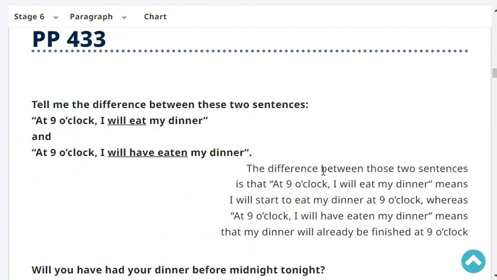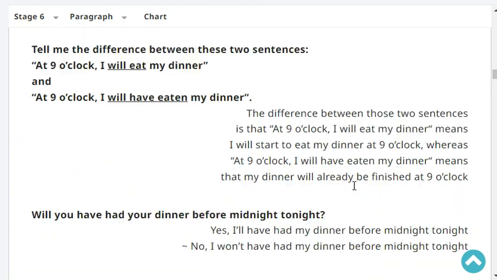The difference between those two sentences is that at 9 o'clock, I will eat my dinner means I will start to eat my dinner at 9 o'clock. Whereas at 9 o'clock, I will have eaten my dinner means that my dinner will already be finished at 9 o'clock.